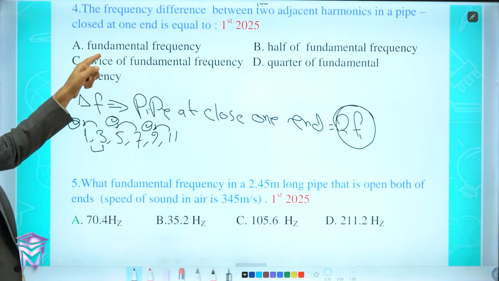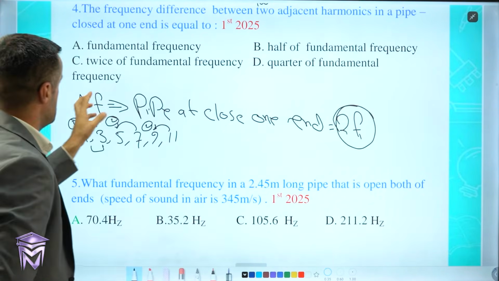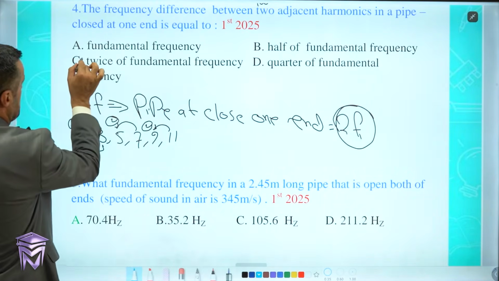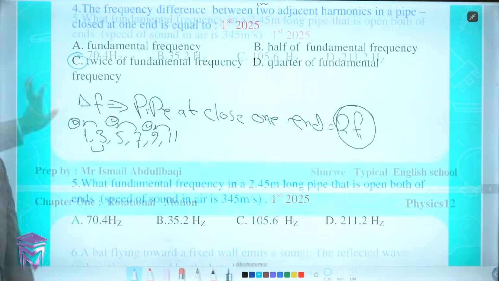Option A, fundamental frequency, is incorrect. Half of the fundamental frequency, incorrect. Twice the fundamental frequency is correct. The correct answer is option C.